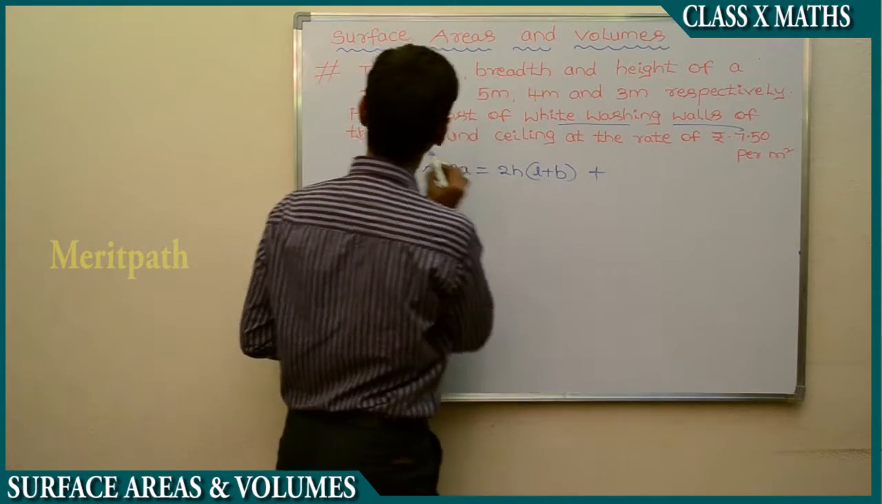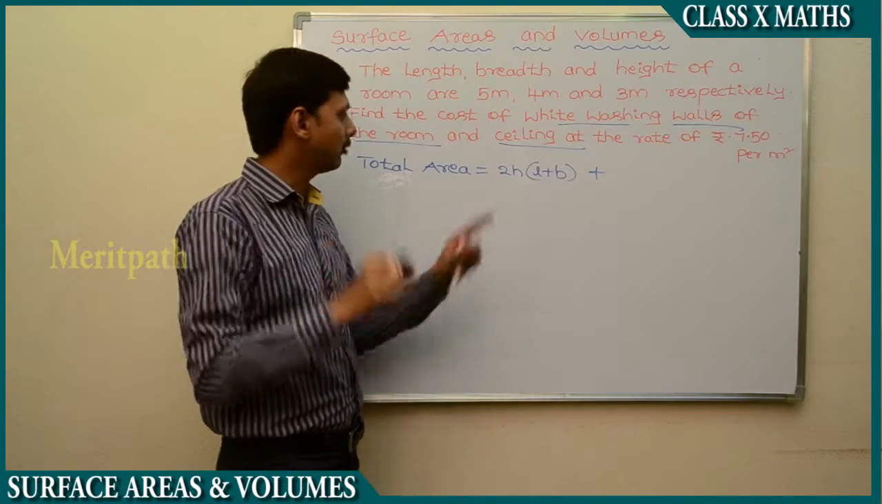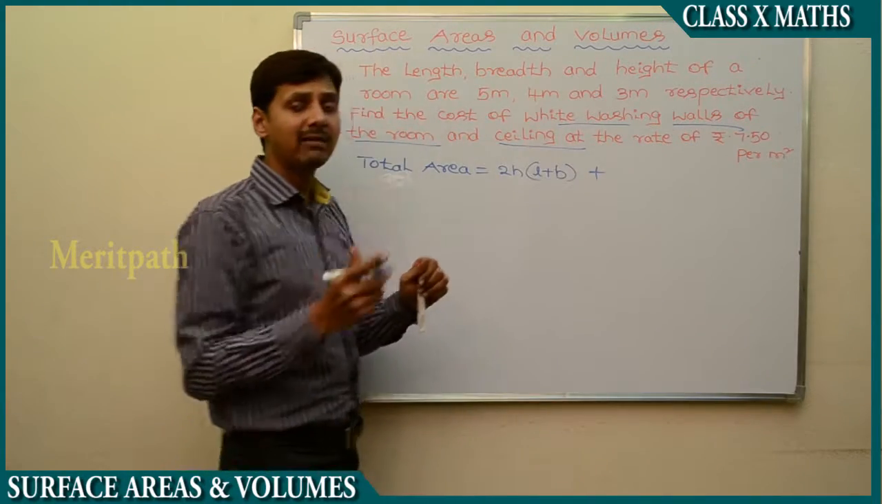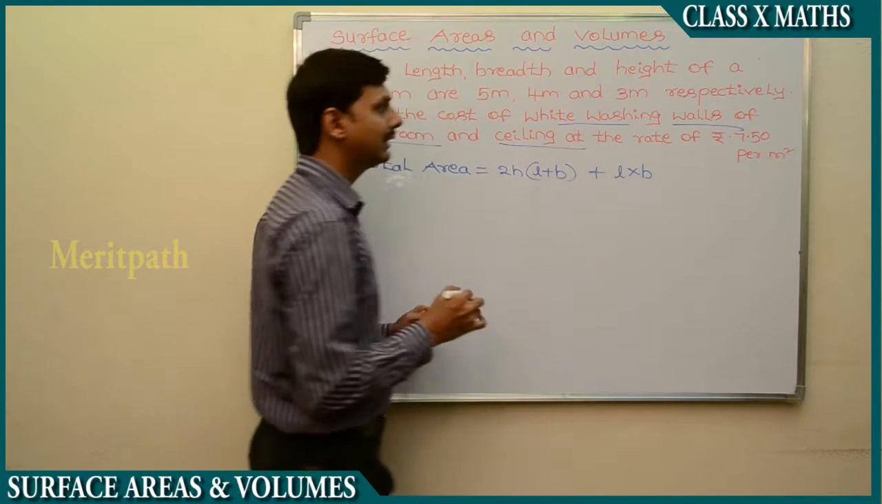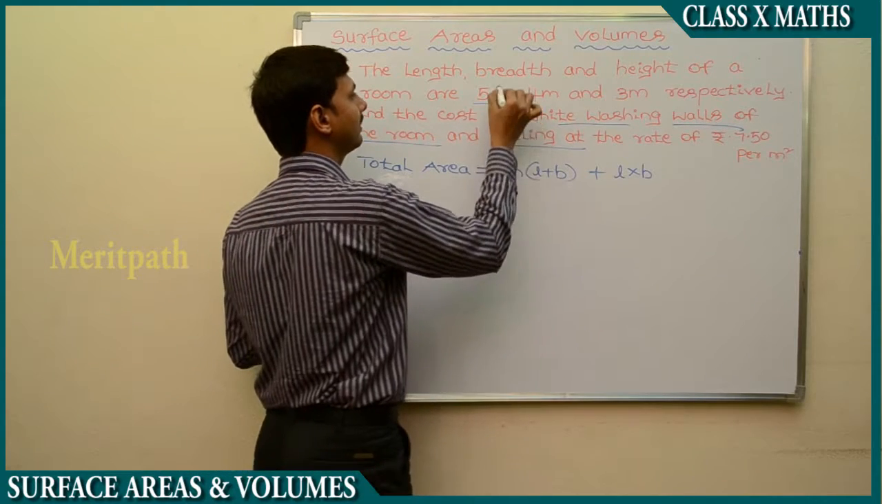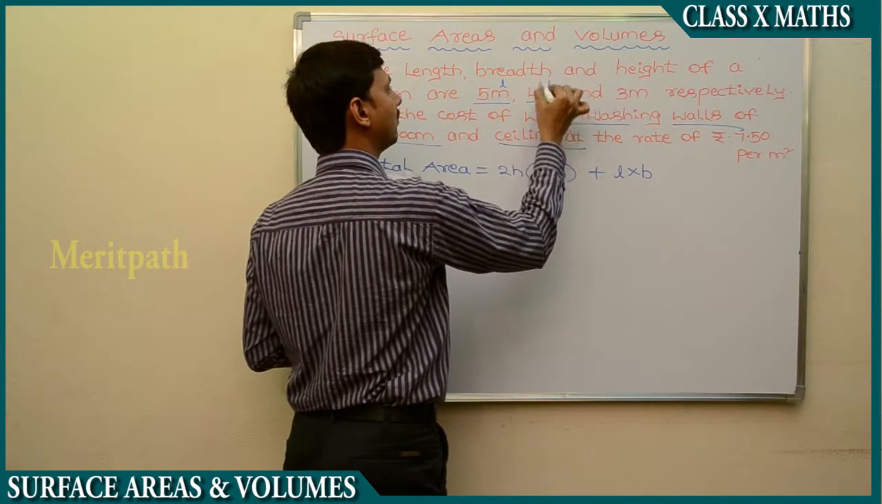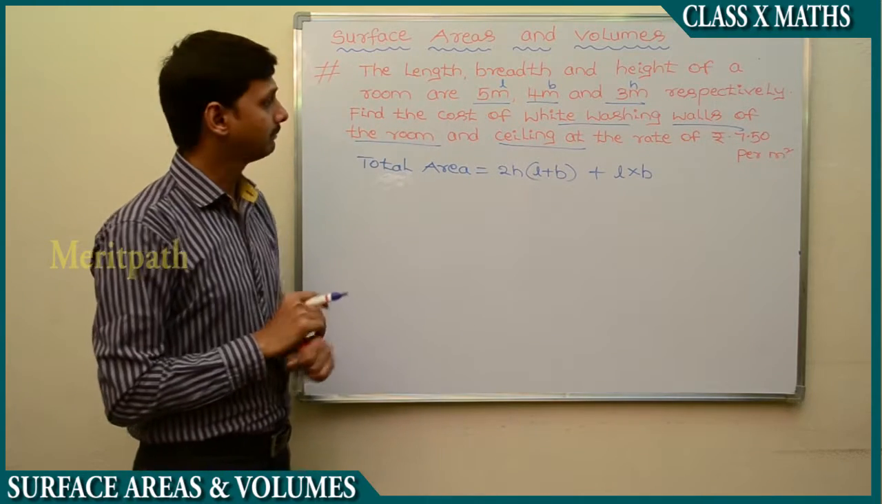Whitewashing the walls of the room, and we need to paint the ceiling part also. For the ceiling, as we have discussed, it is length into breadth, which should be added. So we know the measurements: length is 5 meters, breadth 4 meters and height 3 meters. Let's substitute.